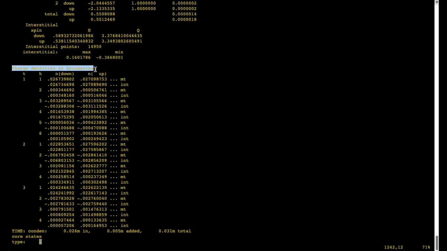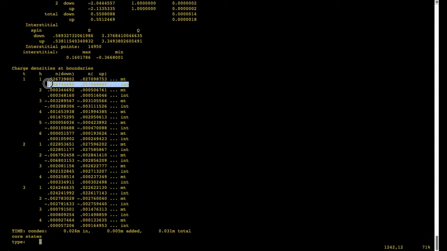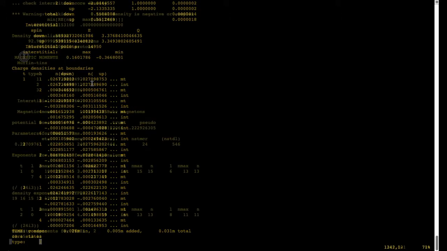This is also important to check. Here, these are the charge densities calculated at the muffin tin, and these are from the interstitial. At the muffin-tin boundary they have to coincide, and if they are not, so if these two numbers are different by more than 10 to the minus 3, most likely what you have to do is to modify the Fourier grid, or maybe you have to adjust your muffin-tin radii.